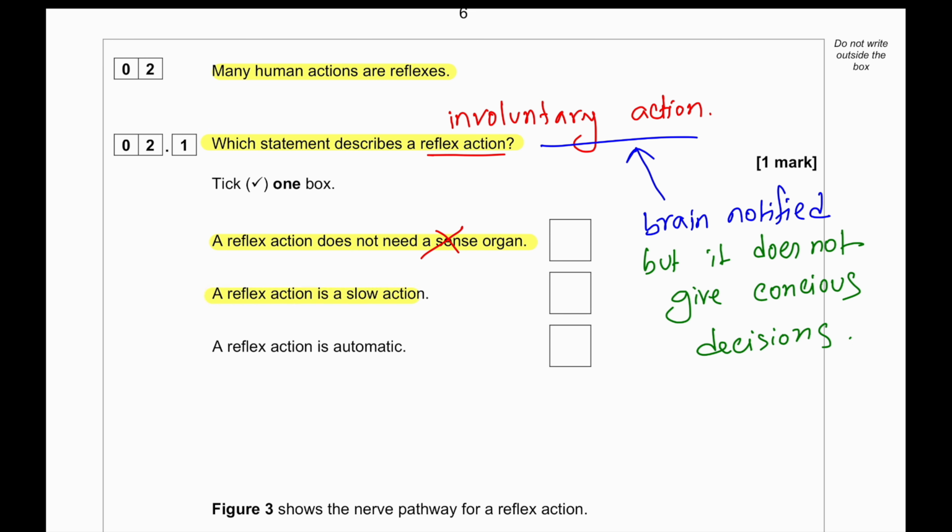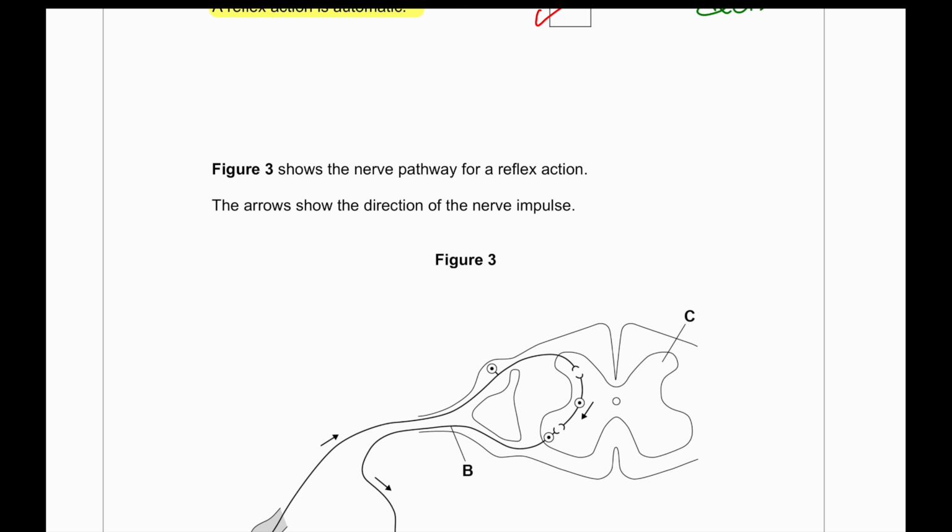Reflex action is a slow action. No, it's very fast and it is automatic. So the last one will be correct. It is automatic, involuntary. Figure 3 shows the nerve pathway for a reflex action. The arrows show the direction of nerve impulses.